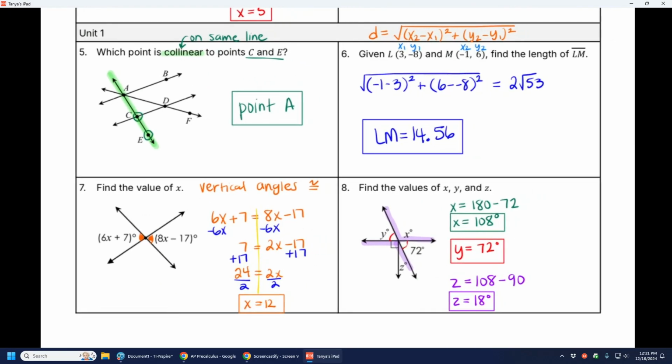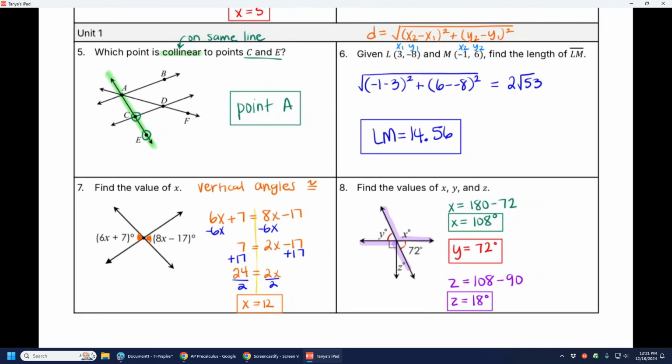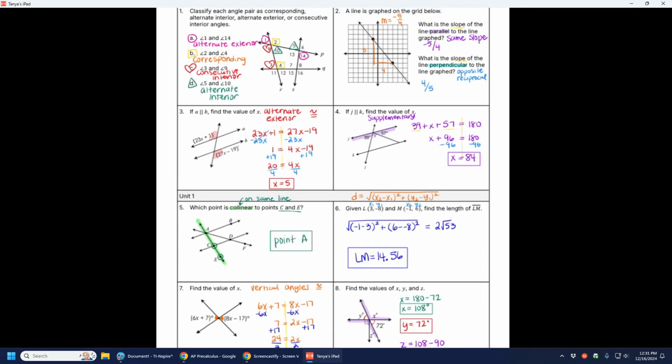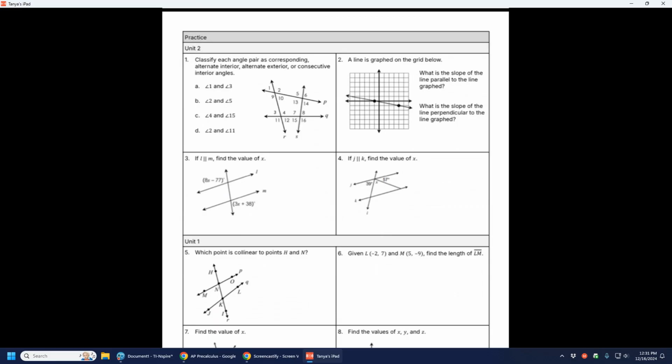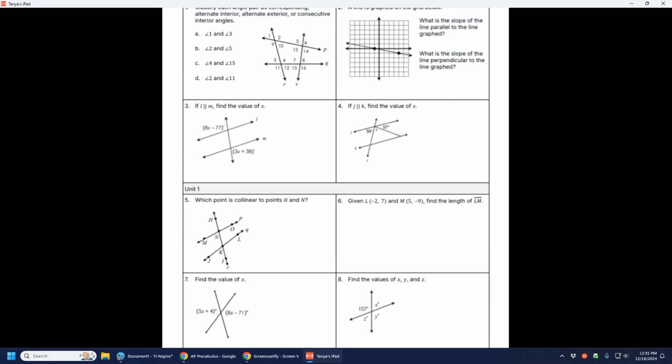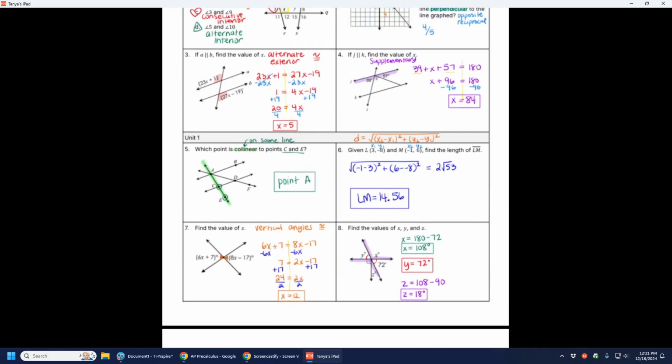Okay, so those are the 4 questions from Unit 1. Okay, so that's it for this review over Unit 1 and 2. On the back of the page, you have some practice questions that are really similar, and there is an assignment on Schoology if you want to get the extra credit for that.